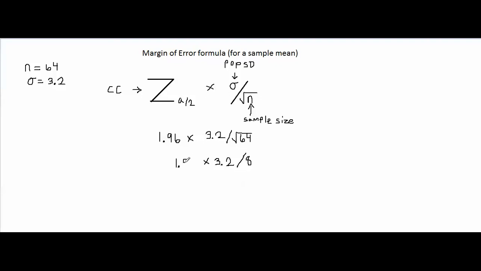The reason why the square root of 64 is 8 is because the square root of a number is just the number that, when multiplied by itself, gives you that number. So the reason why the square root of 64 is 8 is because 8 times itself equals 64. 8 times 8 is 64. So the square root of a number is just the number that, when multiplied by itself, gives you that number.